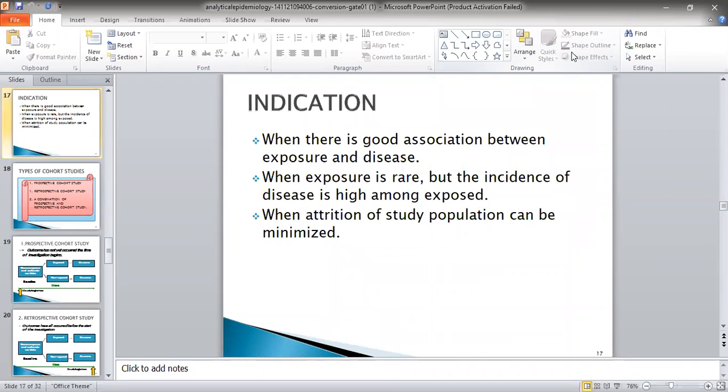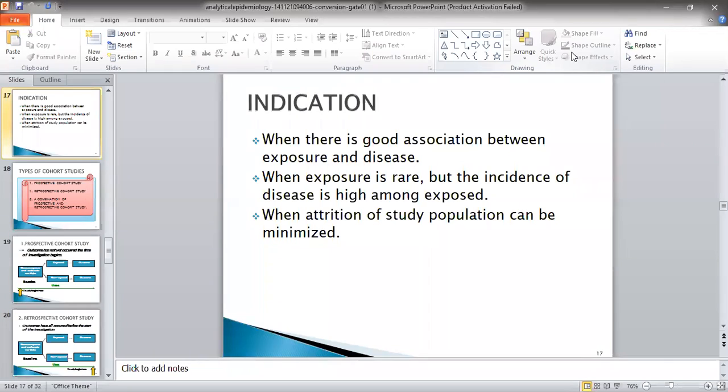Comes to the indication for the cohort study. When there is a good association between the exposure and the disease, when the exposure is rare but the incidence of disease is high among exposed, when there is a strong association between the risk factors and disease.